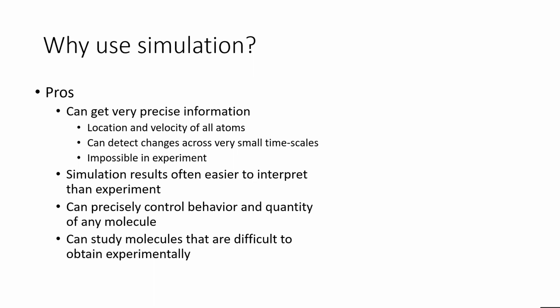So if we can build a computer model for the thing, and we can't build an experiment for the thing, then simulation is literally the only thing we have. The fact that you get access to all the location and velocity sometimes makes the results that you get from simulation easier to interpret than you have in an experiment. You can precisely control the behavior of things, even causing them to do unrealistic things if you want them to, to see what happens when you perturb the system.